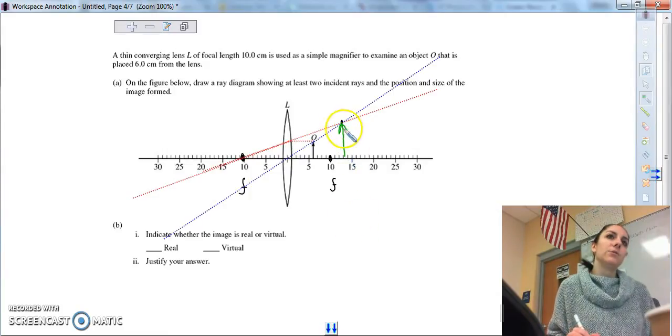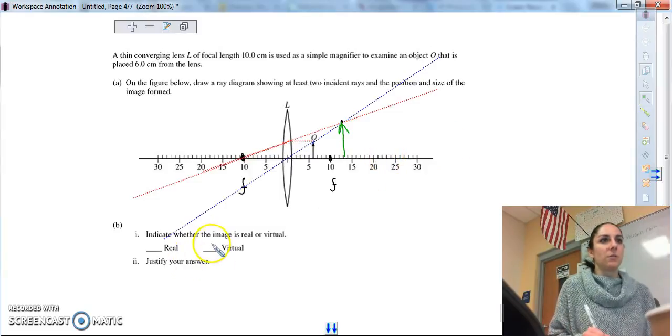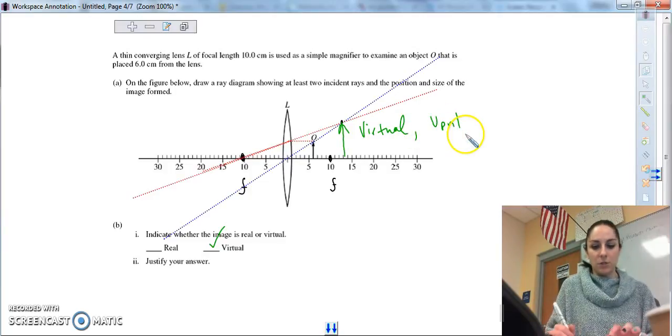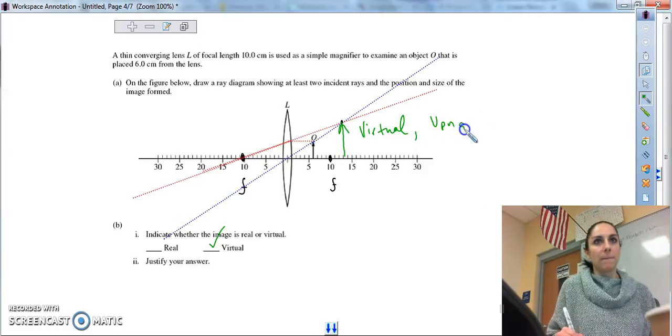So notice that the image is going to be virtual because it's behind the object. So this is virtual, behind the lens. This is going to be upright. As you can see, it's the same direction. Upright. And this is going to be virtual, upright, and bigger, magnified, like that.